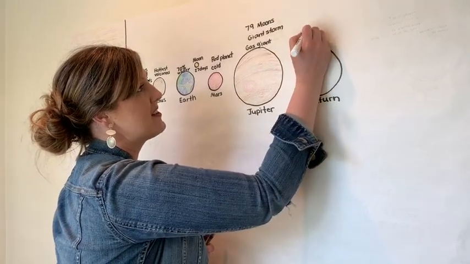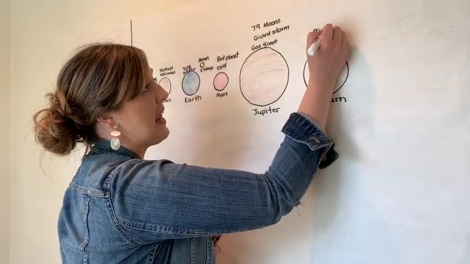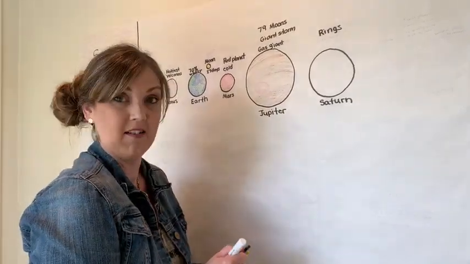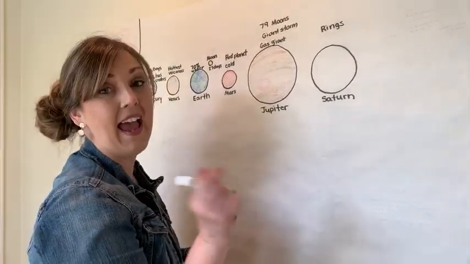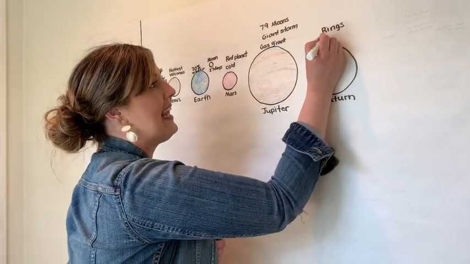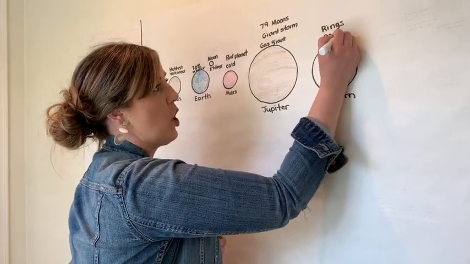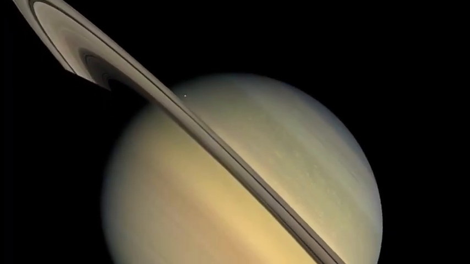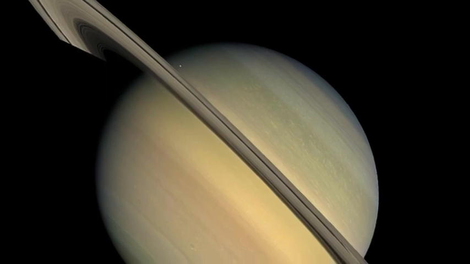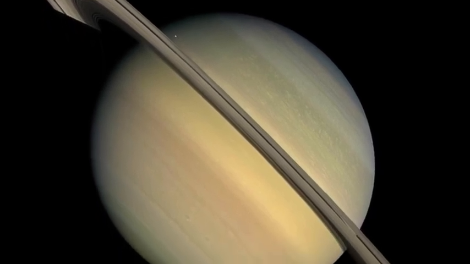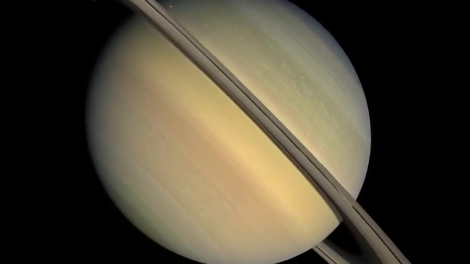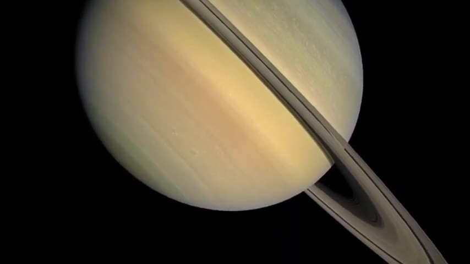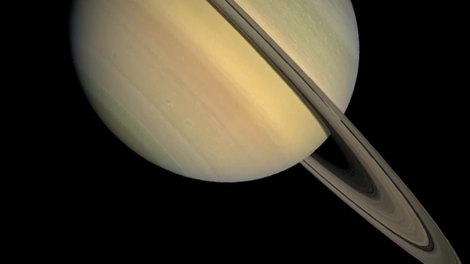Those rings are actually made of chunks of ice and rock that are surrounding the planet. And Saturn has 82 moons. Saturn is a gas giant like Jupiter is, so it doesn't have a solid surface like Earth. Did you know that one day on Saturn is only 11 hours long, but it would take 29 years for it to orbit the sun?